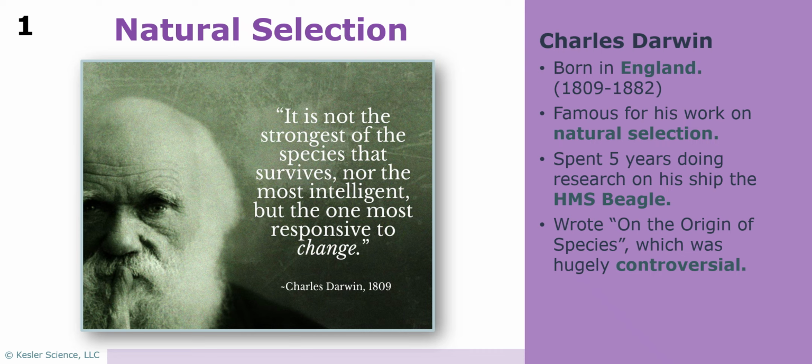Charles Darwin is one of the original thinkers behind the theory of evolution. Charles Darwin is famous because he spent 5 years traveling on board this boat called the HMS Beagle. He was a naturalist and he observed many different plants and animals. He took back samples of these plants and animals and made lots of notes and had lots of observations. He eventually wrote a book called On the Origin of Species, which was highly controversial because it went against the church's teachings of creationism.